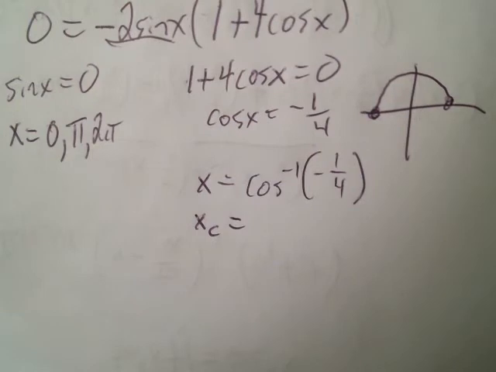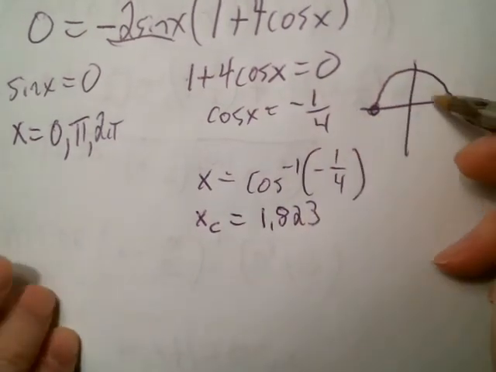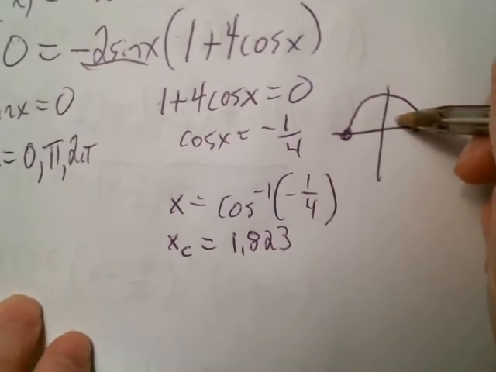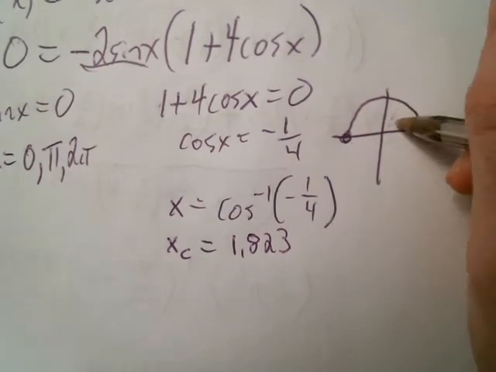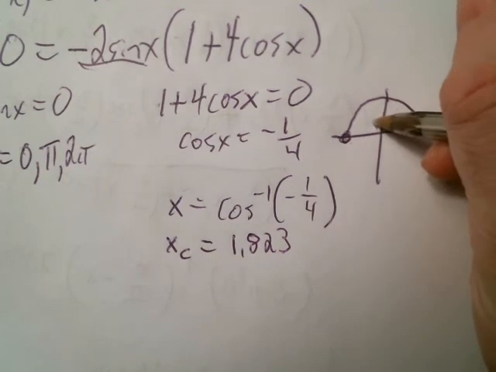So cosine inverse of negative 1/4. I need to make sure I am in the correct mode, so it needs to be in radians, and then I need to have approximate answers. So I'm getting 1.823, and that's a reference angle in the first quadrant. Oh wait, pi over 2 is about 1, so this is over here actually.